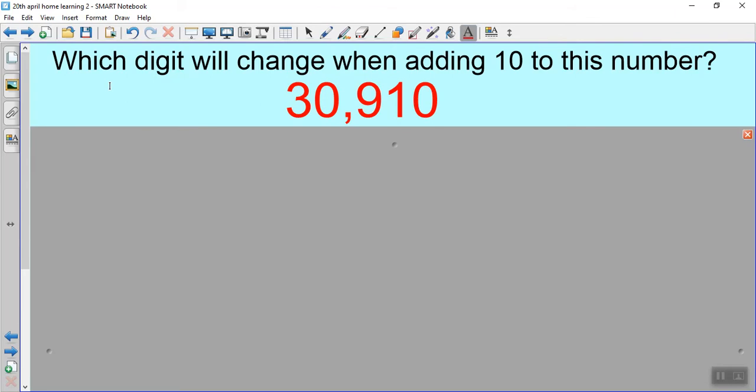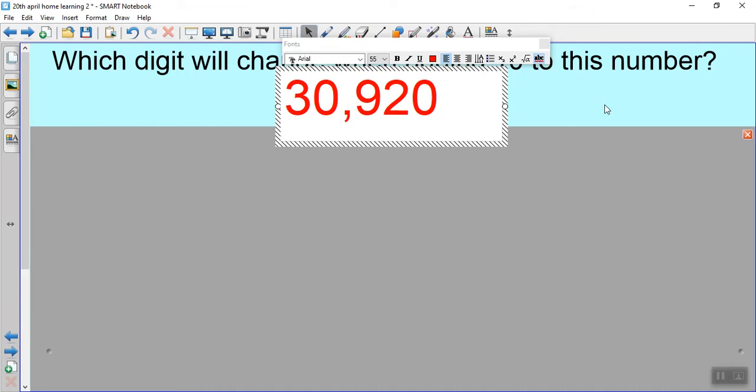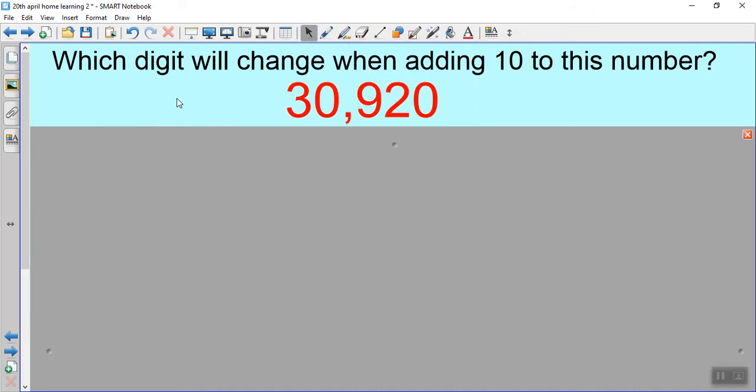Okay, thinking now about adding on 10 to a number, adding on 100 to a number, adding on 1,000 to a number. If you had to add 10 to this number, 30,910, which digit will change? Would this 3 change? Would the 0 change? Would the 9 change? Would the 1 change? Or would this 0 change if you add 10? Well, this is the ones column, this is the tens column. So if I add 1 ten onto the number, that 1 is going to become a 2. An extra 10 would make it 30,920.